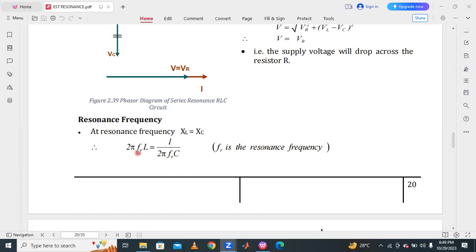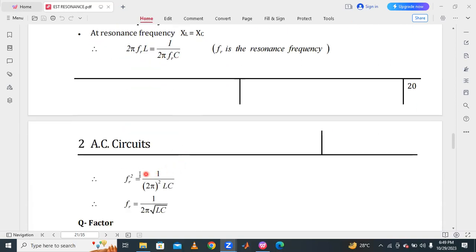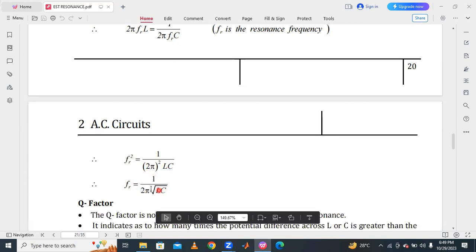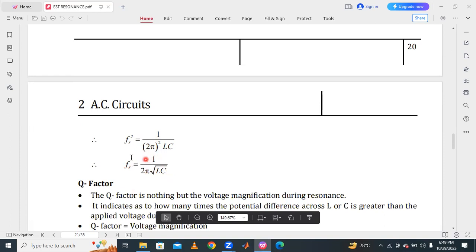2π f_R L is equal to 1 by 2π f_R C. Then simplifying, f_R squared is equal to 1 by 4π² LC, then f_R is equal to 1 by 2π root LC. So this is the resonance frequency, f_R equals 1 by 2π root LC. By substituting the values of L and C, we will find the resonance frequency.